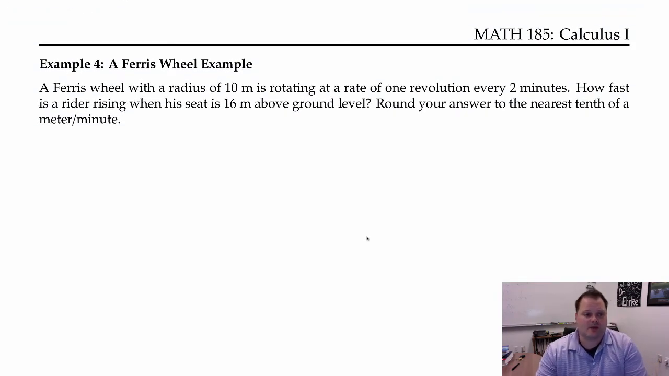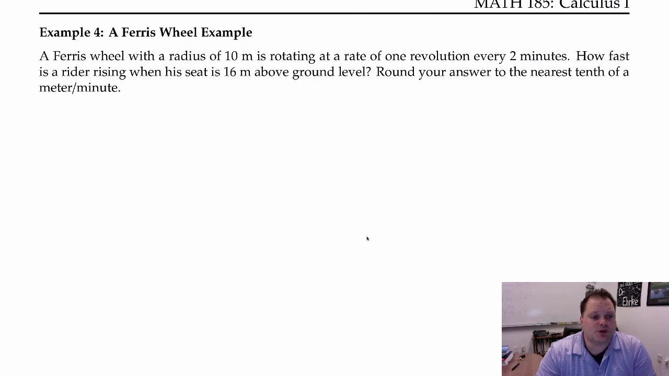Suppose you have a Ferris wheel with a radius of 10 meters, and the Ferris wheel is rotating at a rate to where it makes 1 complete revolution every 2 minutes. How fast is a person rising? How fast is the height of the person changing when the seat is 16 meters above ground level? So we're going to round our answer to the nearest 1/10 of a meter per minute.